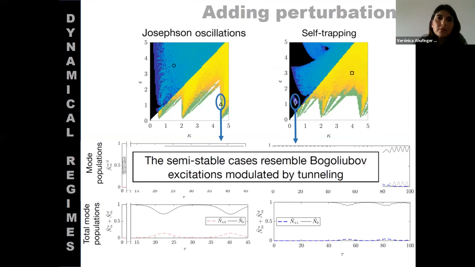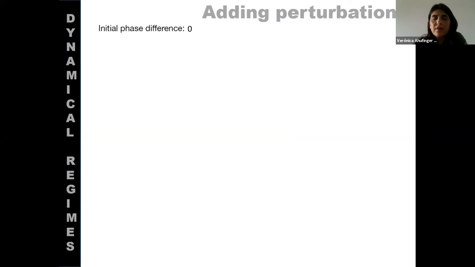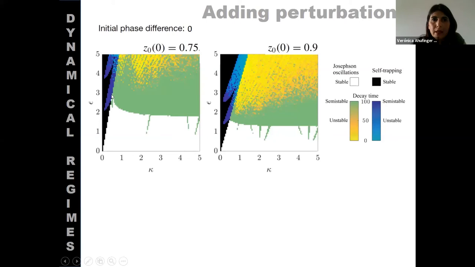We have also studied the case of initial phase difference equal to zero. In this case, what we obtain is the following. We have plotted here the same type of diagrams in the presence of the perturbations for two different initial imbalances. The color code is as before. The black region corresponds to stable self-trapping. The white corresponds to stable Josephson oscillations, and the gradient colors correspond to different decay times of the unstable solutions.